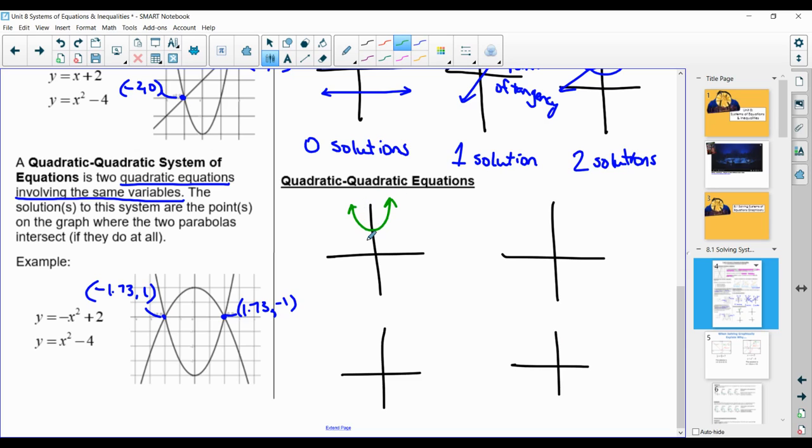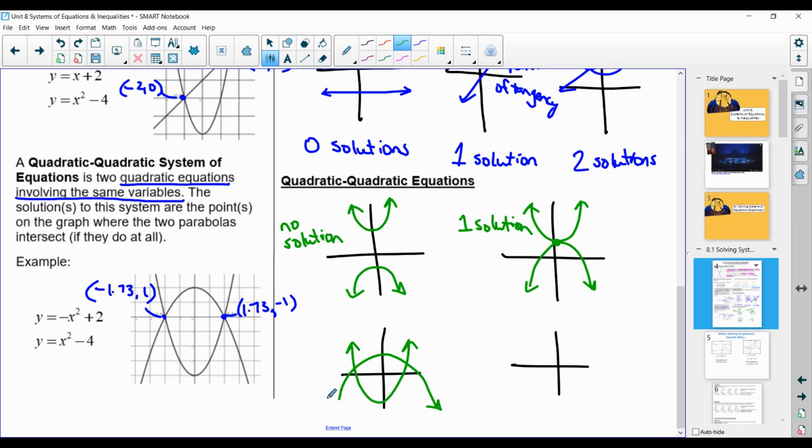So one parabola opens up, one parabola opens down, and we would have no solution. We can have one graph that's opening up, another graph that's opening down, and they just meet at one point. Okay, so they meet right there. This would be one solution. I can have two graphs that overlap in two spots. And so that would give me two solutions.